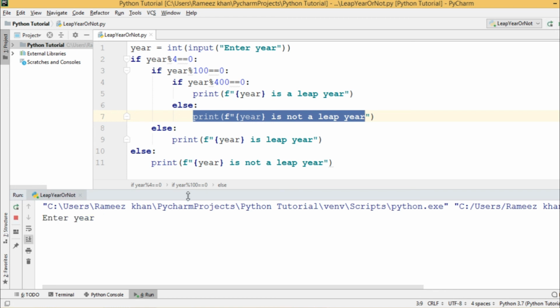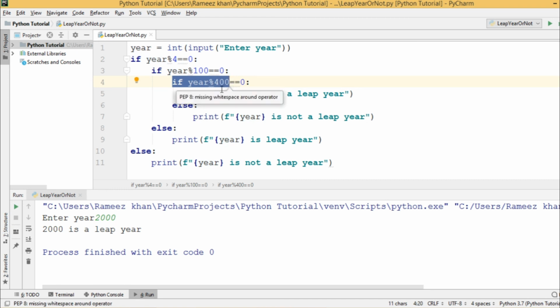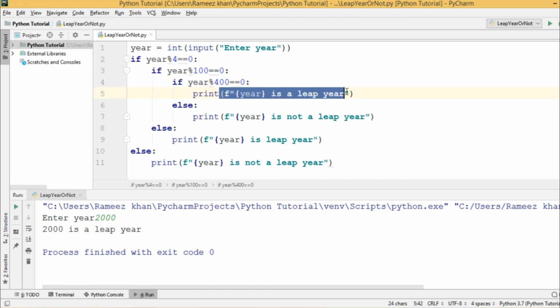Now go and run, and now we write 2000. And here you can see this is a leap year. First this statement is true, it is divisible by 4. Then it is also divisible by 100, means this is a century year. And then it is also divisible by 400. That's why this year is a leap year.